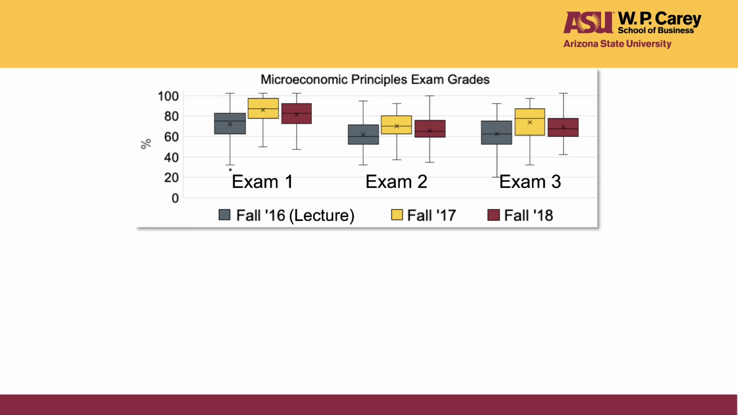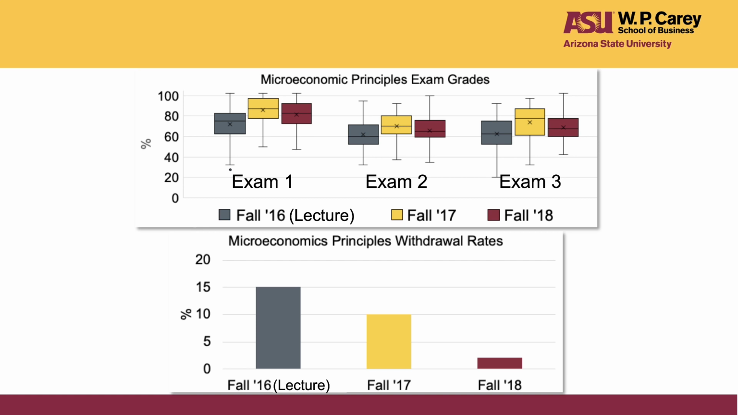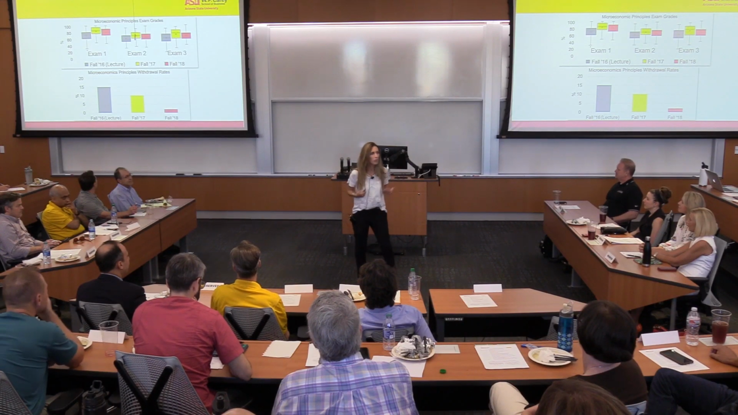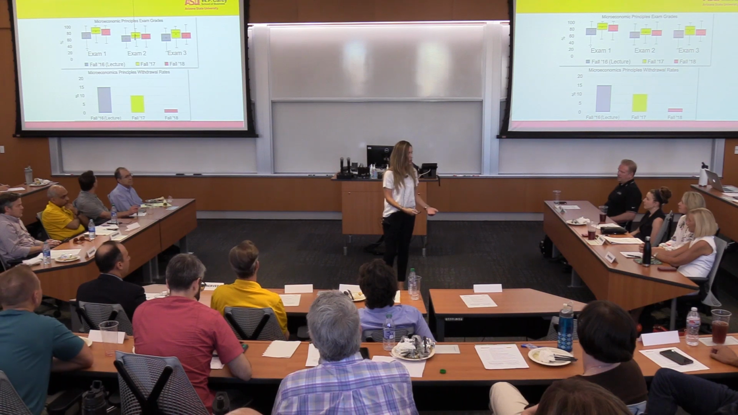Now, I was a bit disappointed. You see, fall 18 scores dropped a little bit, but that was only until I saw my withdrawal rates. Attrition fell down dramatically from 15% to about 2%. So students are learning more, and more students are learning more.